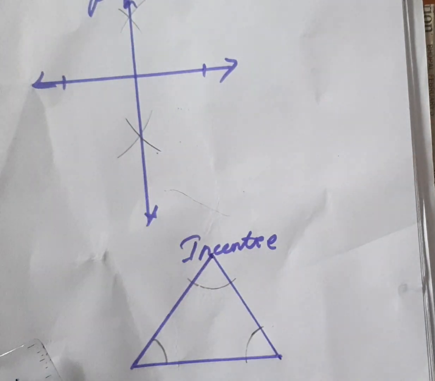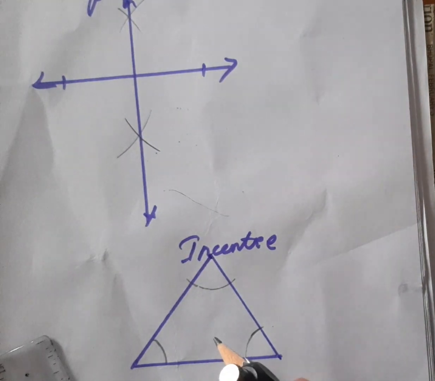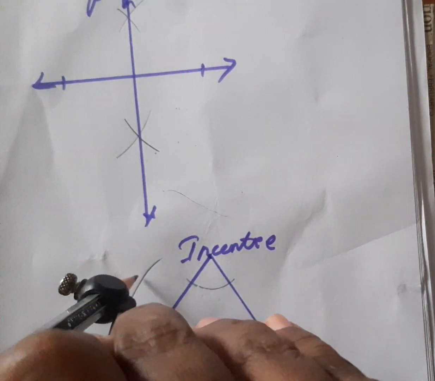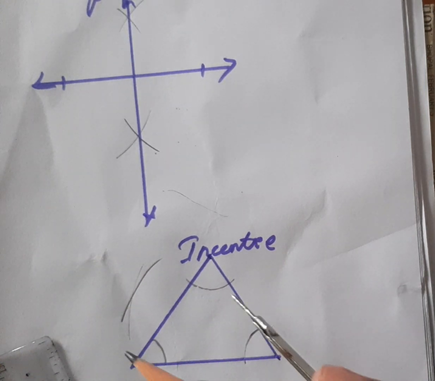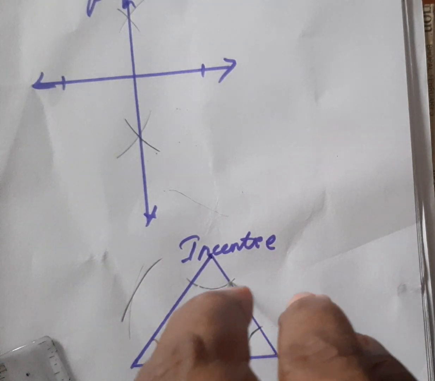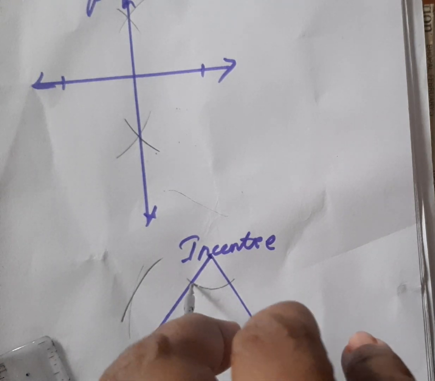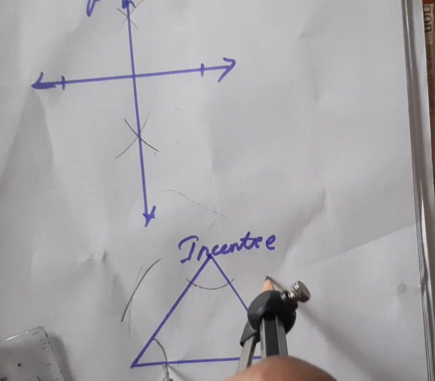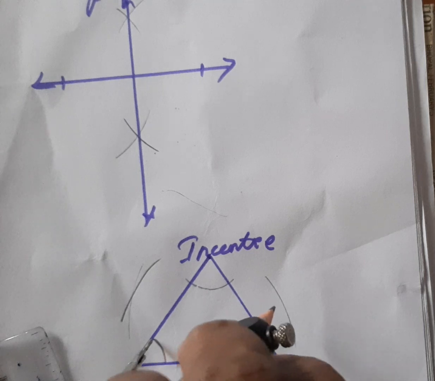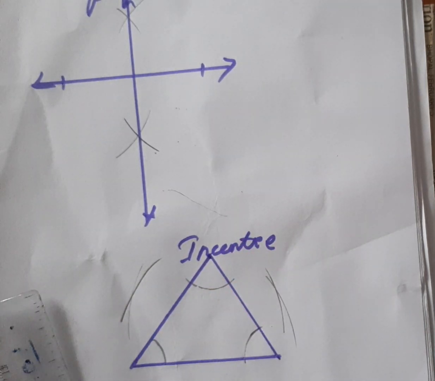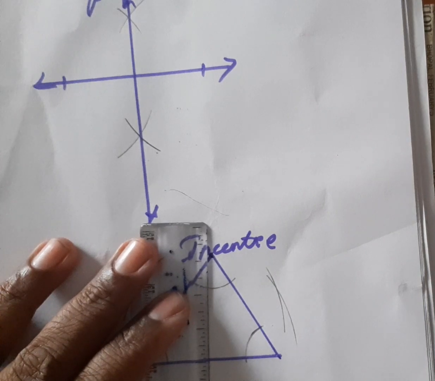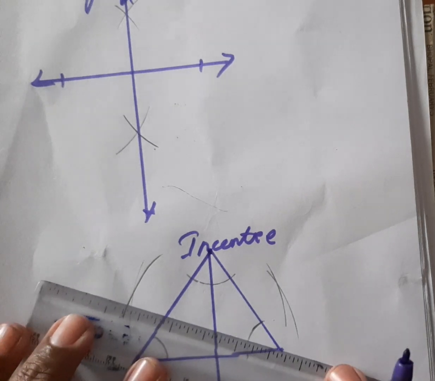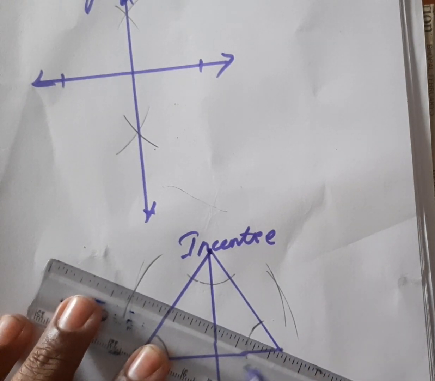So what will we do now? I will cut the arc, maybe outside of the triangle or maybe inside of the triangle. Similarly, from the 3 vertices we will draw 3 arcs, so we will get 3 points. I have drawn all arcs outside the triangle. Now what will we do? Join this vertex and the point where the arcs have met.